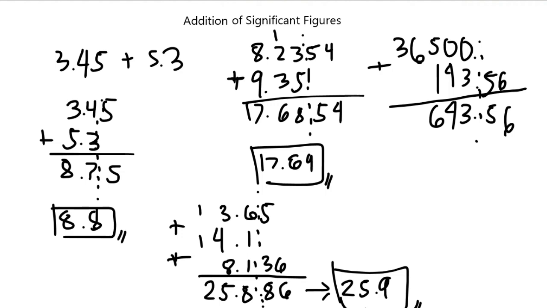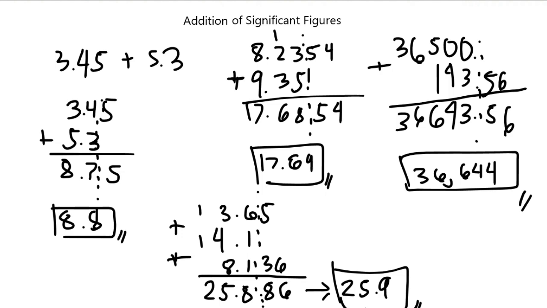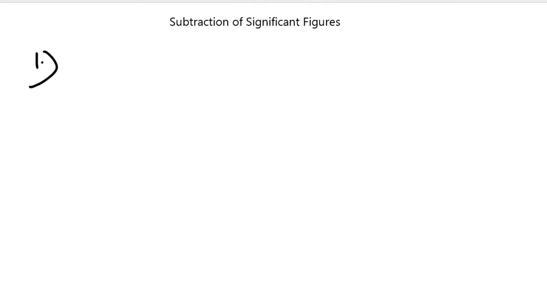Here, we got 6 dito. We got 6 again. 36. And then what we're gonna do is just round up. So we got 36,644 as our final answer. And that's it for addition of significant figures. Now, let's move on dito sa subtraction of significant figures. So almost same rin ito ng addition of significant figures.